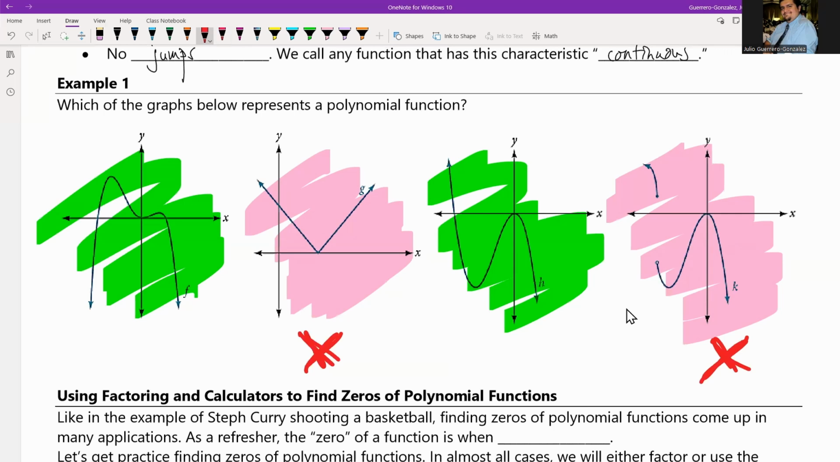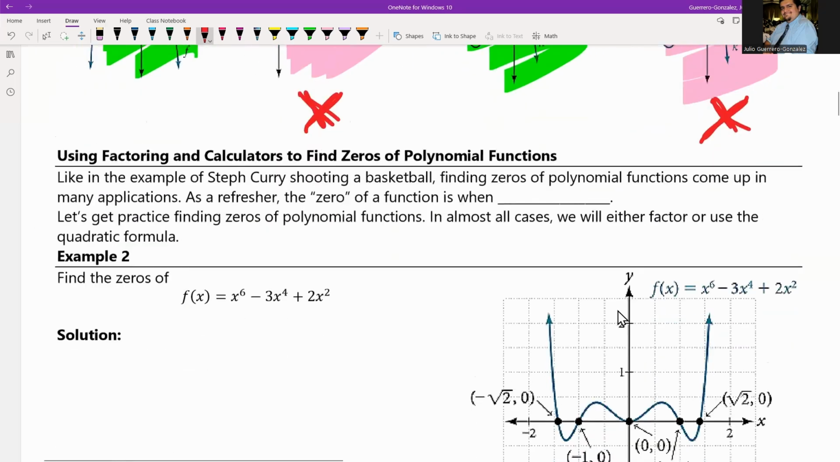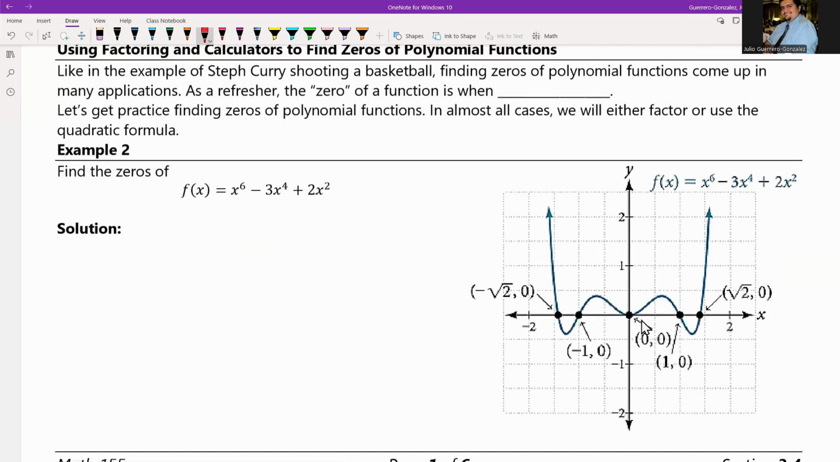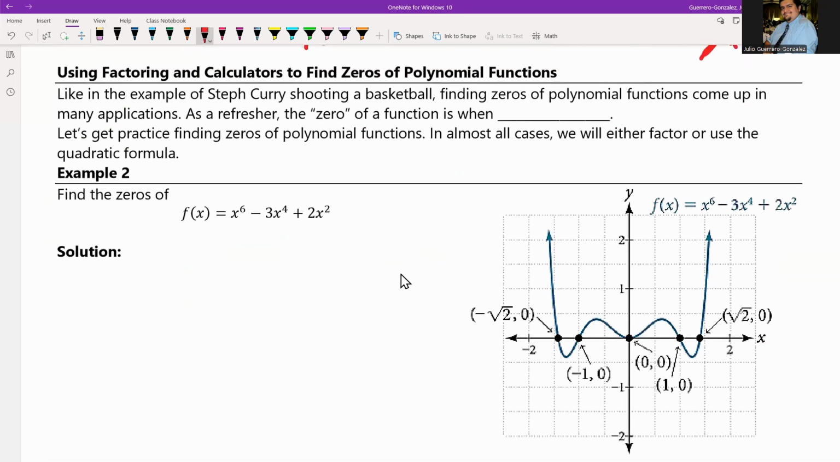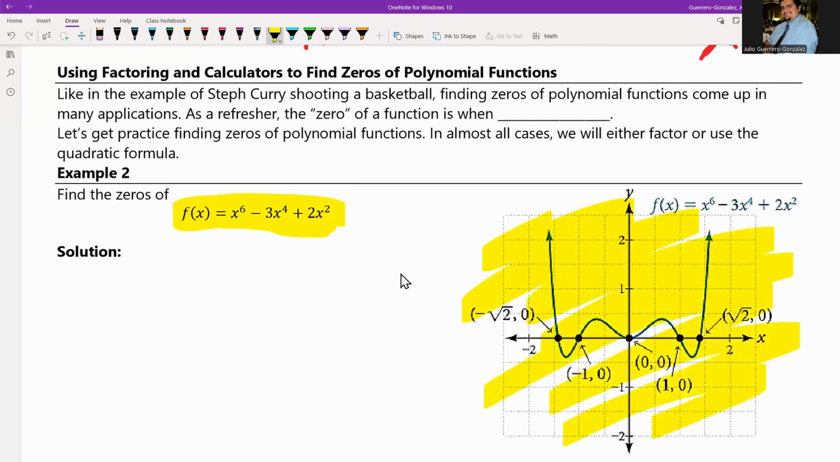Now let's get into the real nitty gritty of this stuff: factoring and using calculators to find zeros of polynomial functions. To start, we're going to start with a nasty polynomial, this one right here. It's asking us to find the zeros, and on the right, hopefully you see this, we have a graph for it.